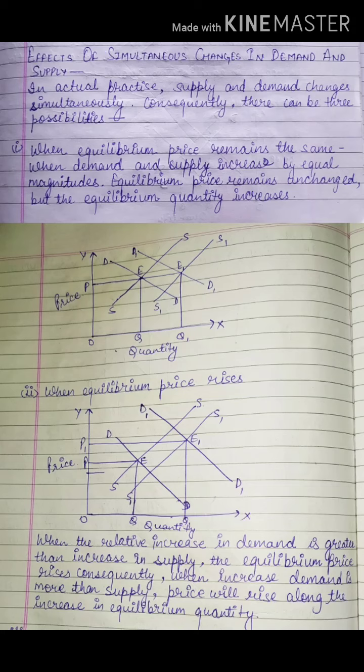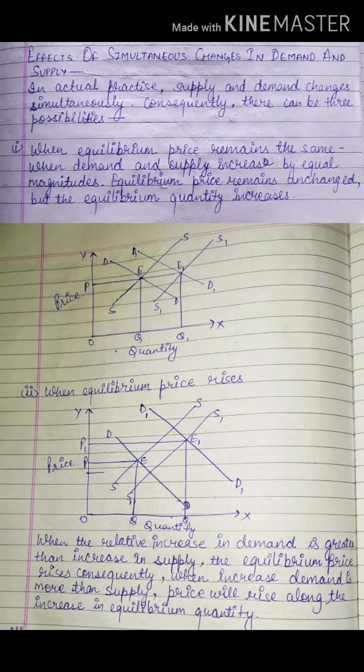Now here, what is the condition? My equilibrium price is constant. What will be the changes in demand and supply? When demand and supply increase by equal magnitude, meaning as much as the demand changes, the supply is also changing equally, what will happen? Equilibrium price remains unchanged, but the equilibrium quantity increases. You can see in the graph, my demand is shifting towards right and supply is also shifting towards right with equal magnitude. Equal magnitude means equal ratio. Now you can see my price is constant, but my quantity has increased.